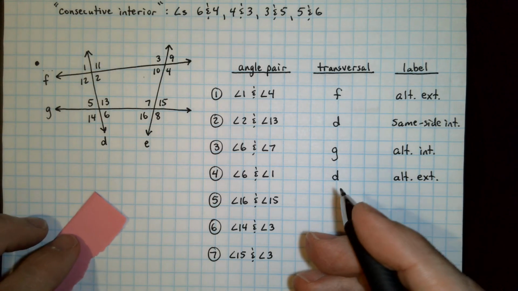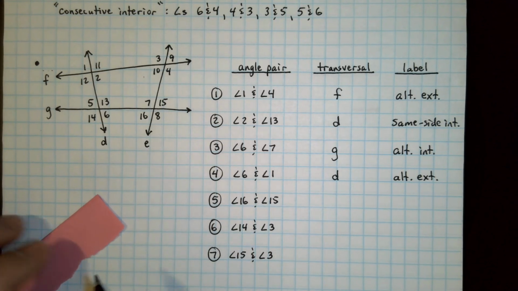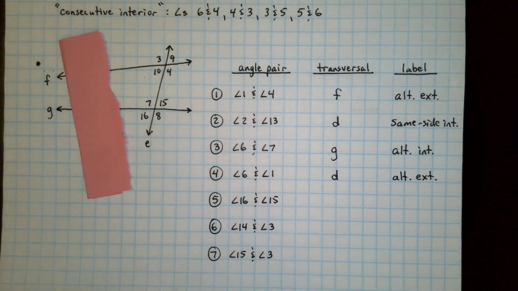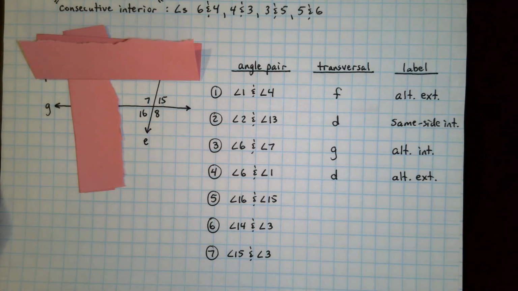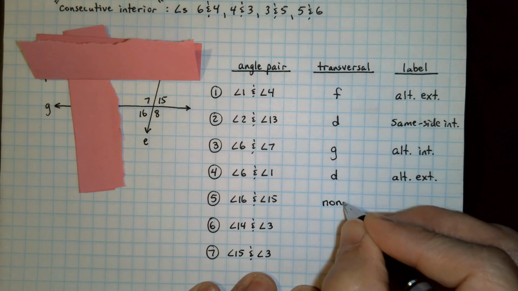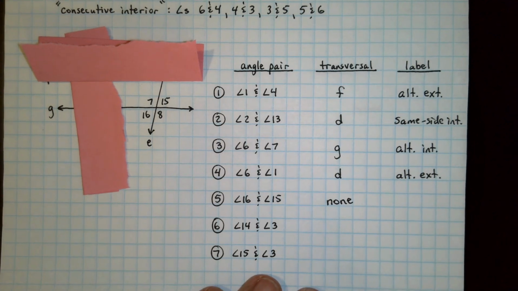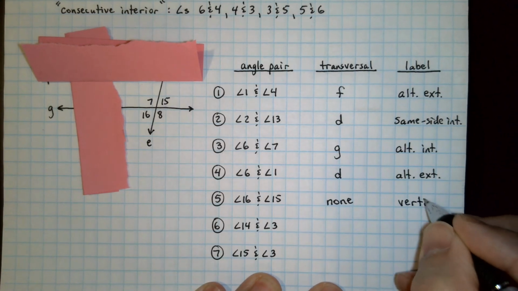Then we have a few that might get us thinking a little extra. We've got angle 16 and angle 15. Now angle 16 and 15 are in the same group. We can cover up everything that doesn't apply, and we see we only have one group. So since we don't have one line crossing at least 2 others to form the group or groups that the pair is in, then we don't have a transversal. In this case, we have to put none. No transversal. But we do have a label we can give them. 16 and 15 are vertical angles, so we can still give them that label.